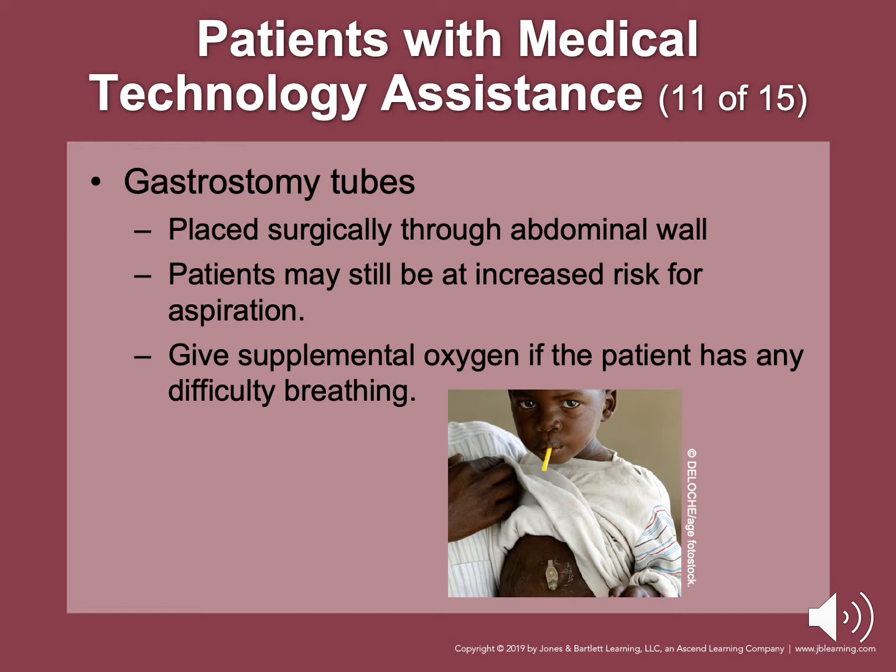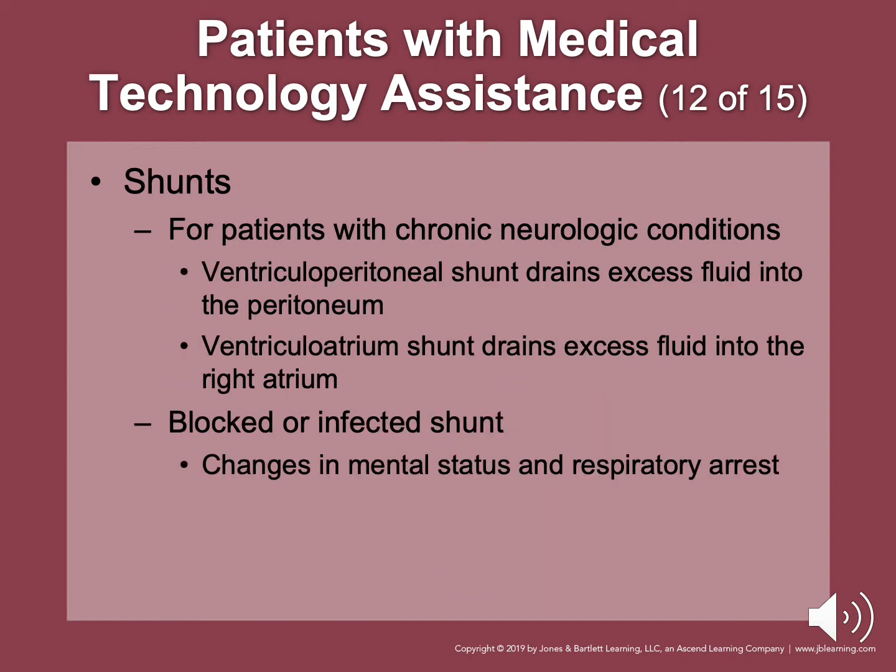Shunts are used for patients with neurological conditions. For hydrocephalus patients, a shunt extends from the brain to the abdomen or heart to drain excess cerebrospinal fluid. A ventricular peritoneal shunt drains excess fluid from the ventricle of the brain into the peritoneum. A ventricular atrial shunt drains excess fluid from the ventricles of the brain into the right atrium.